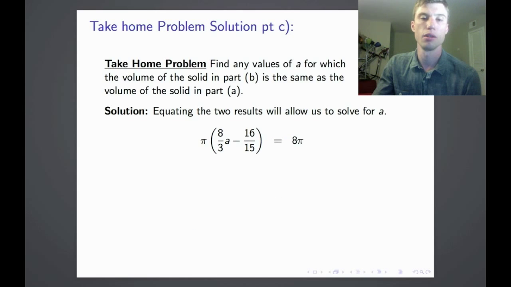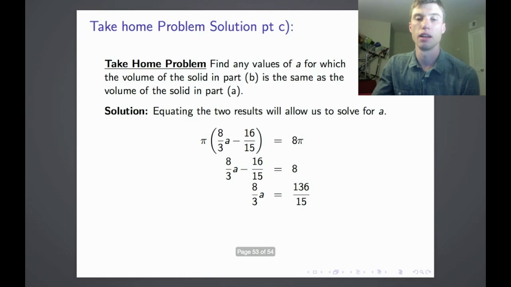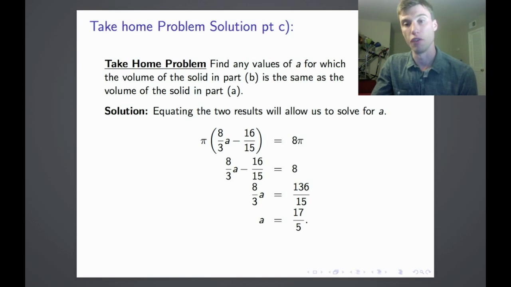In part C, we want to find a line y equals a so that the volume we found in part B is the same as the volume in part A. So we need to equate the two results and solve for a. After dividing through by pi, we get 8 thirds a minus 16 over 15 is equal to 8. And 8 thirds a is equal to 136 over 15. a is equal to 17 over 5, which is 3.4.